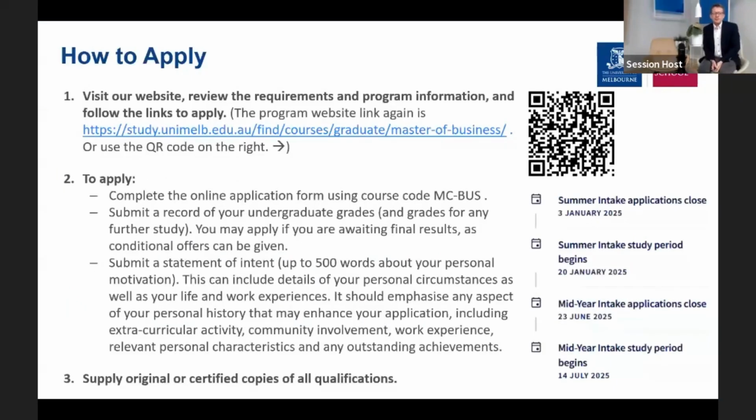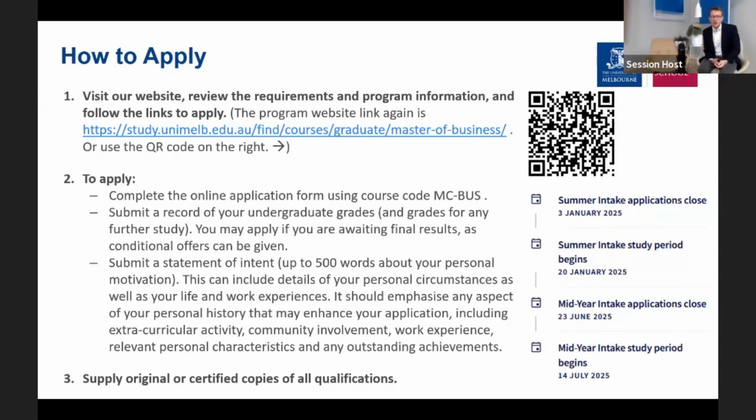Okay, so how do you apply? Well, you visit our website. Maybe you've seen this. You review the requirements and program information, and you follow the link there. This is a website that I've put up a couple times already, but there it is again. And if you miss it, we've got the recording that'll come out. You can grab that. But take a look at that. Go over that. There's a little bit more detail about the subjects and things like that if you're interested in looking at that a little bit more.